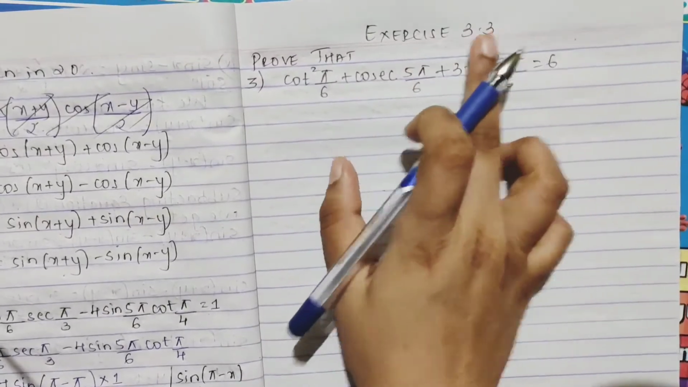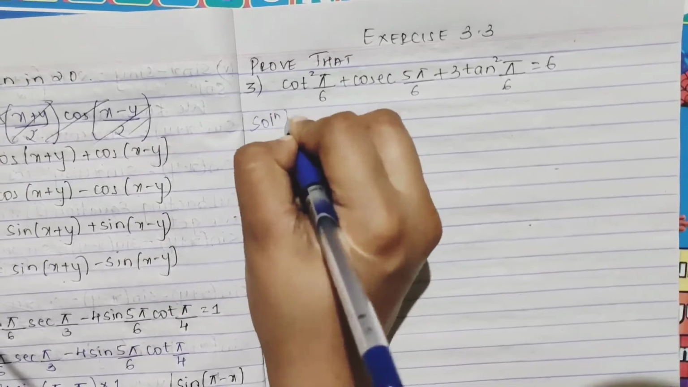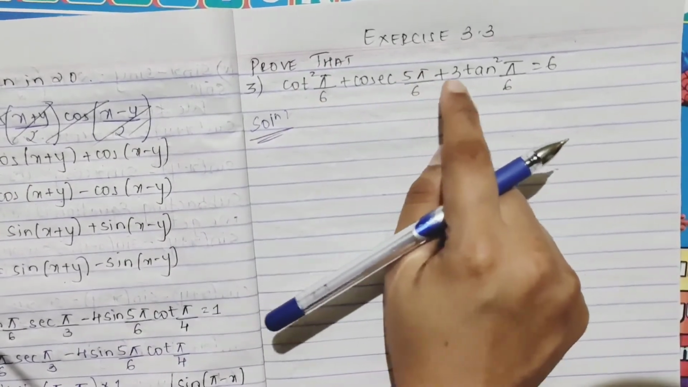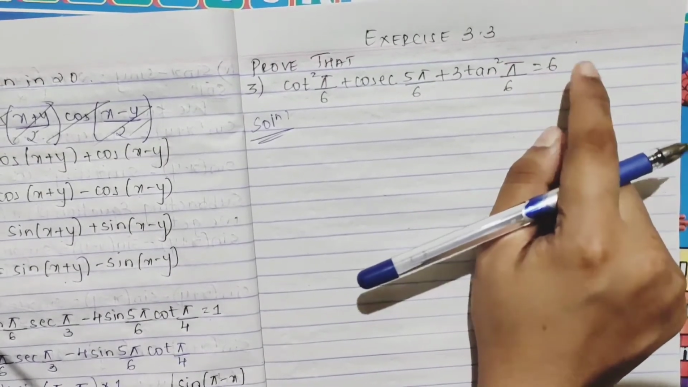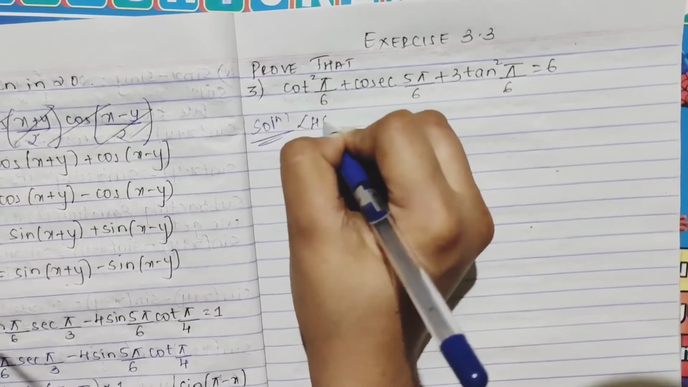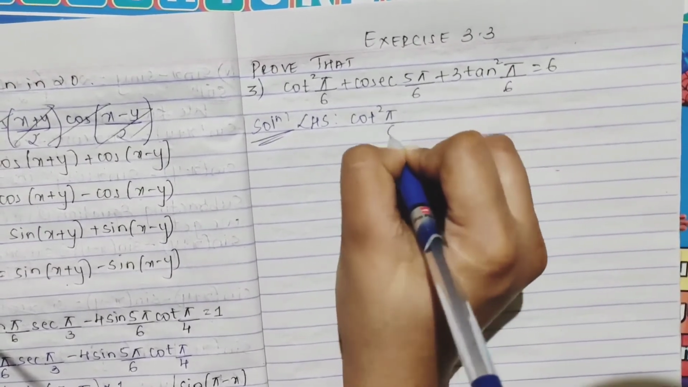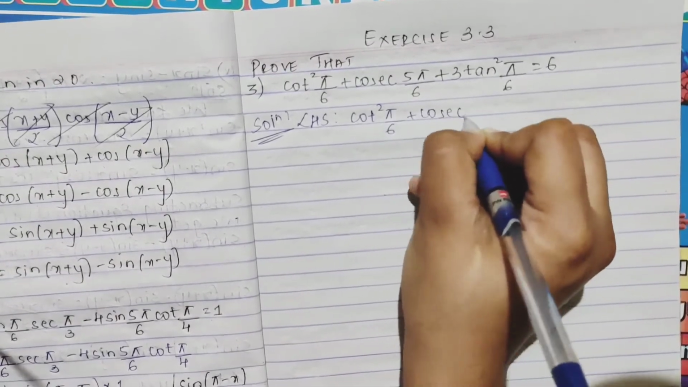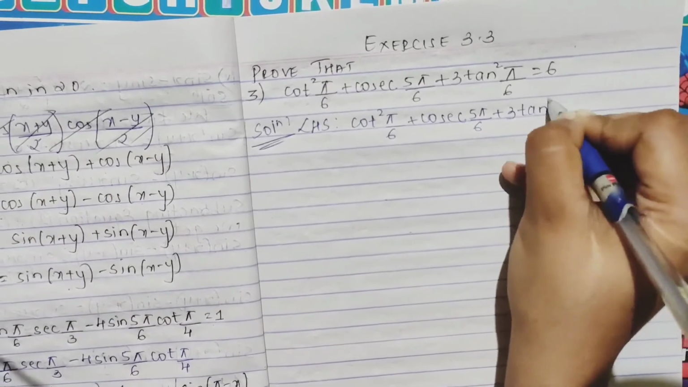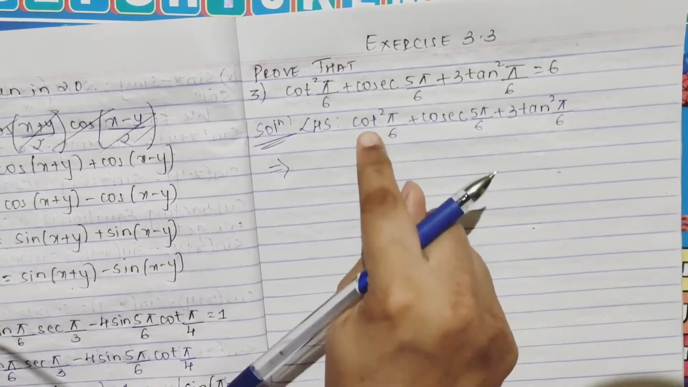So exercise 3.3, prove that. Third question I have taken. So solution, how it will be: they are telling cot square pi by 6 plus cosec 5 pi by 6 plus 3 tan square pi by 6 is equal to 6. You have to prove. So first we'll consider our LHS part. LHS: cot square pi by 6 plus cosec 5 pi by 6 plus 3 tan square pi by 6.